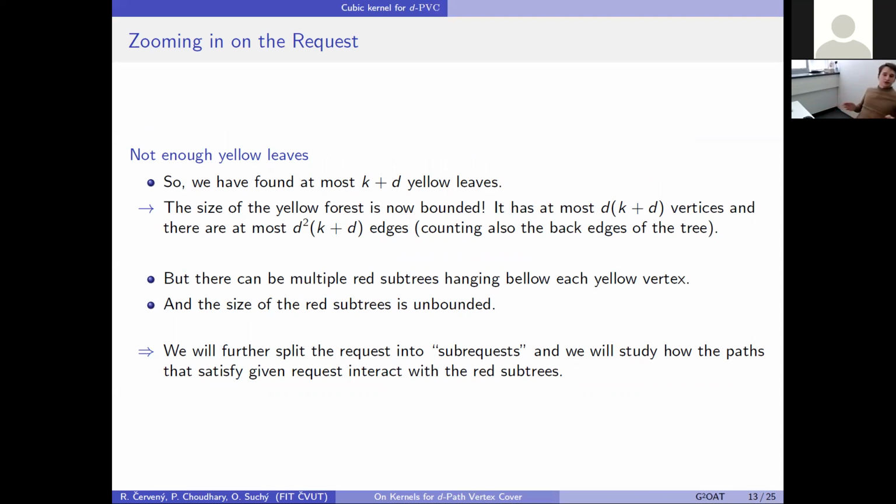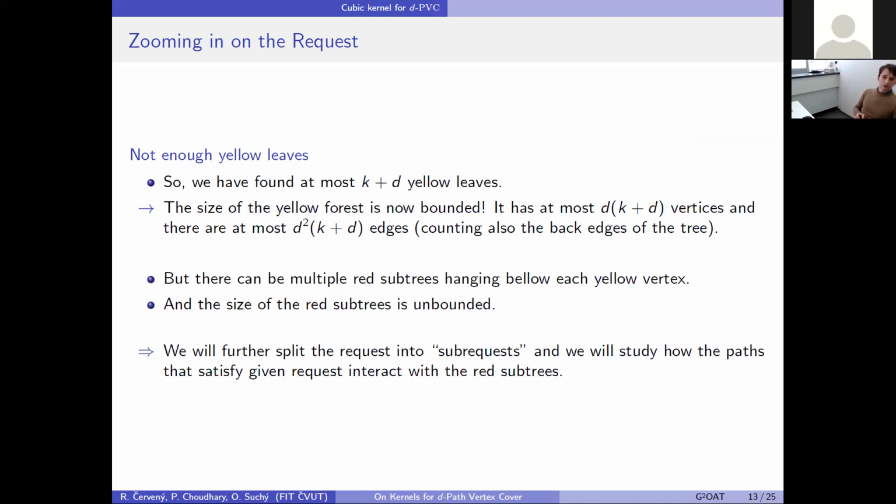Luckily, the size of the yellow subforest is now bounded. As you can see, if you have only k plus d leaves, then the height of the tree is at most d. Then there are d times (k plus d) vertices in the tree. So when we marked all the vertices and the edges in the forest, we marked at most d squared times (k plus d) edges, or something like that.